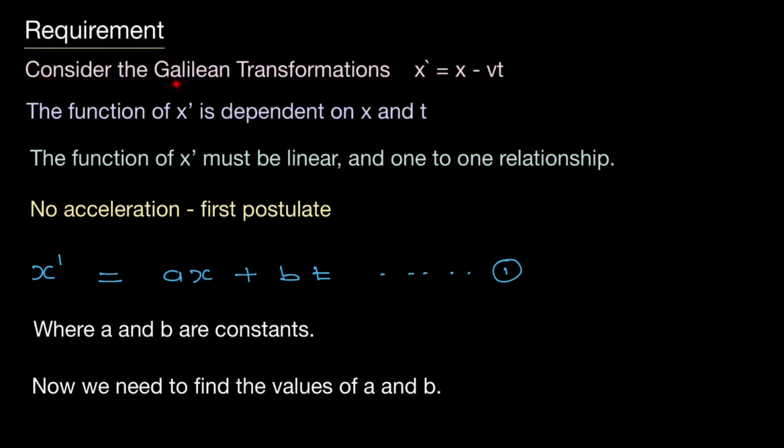Requirement. Consider the Galilean transformation where x prime is equal to x minus vt. The function of x prime depends on x and t. The function of x prime must be linear and a one-to-one relationship, therefore no acceleration, from the first postulate. So the assumption is to start x prime with a function ax plus bt, which will be the first equation, where we need to find a and b, which are constants.